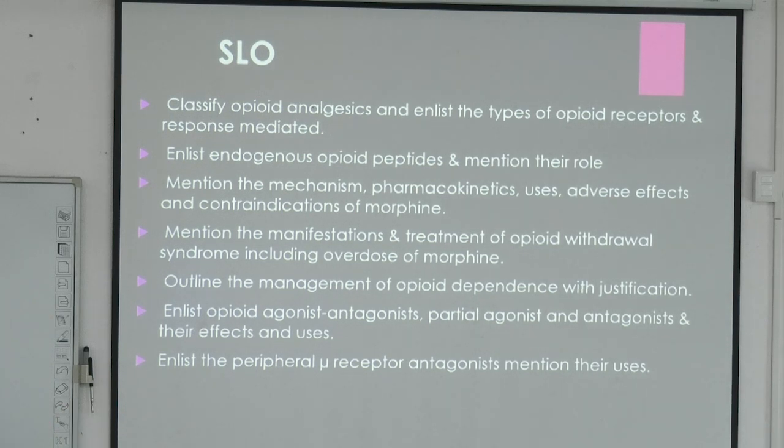And the last is a new addition, that is, enlist the peripheral mu receptor antagonists and mention their uses. Coming to the topic.